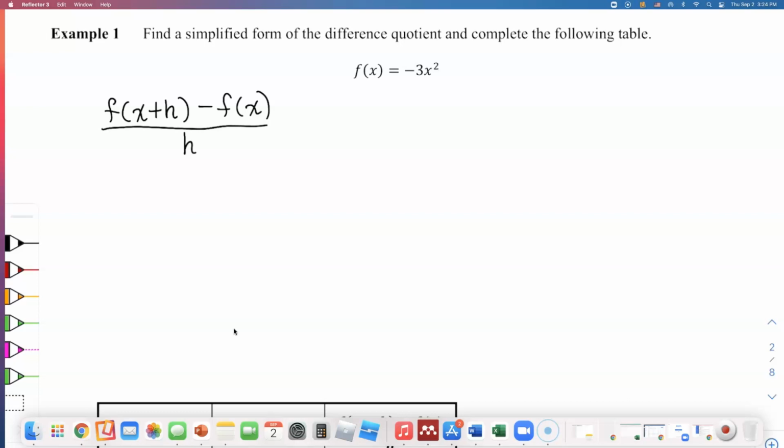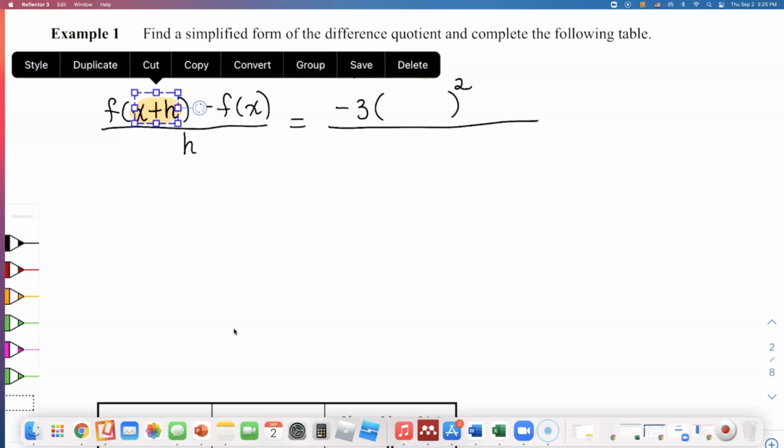So first thing, let me go ahead and plug in x plus h into the function, okay? Let's substitute x plus h into the function. So you see the function is -3 times whatever the input is squared, right? The function is -3 times whatever the input is squared. And what we are saying is that input is x plus h.